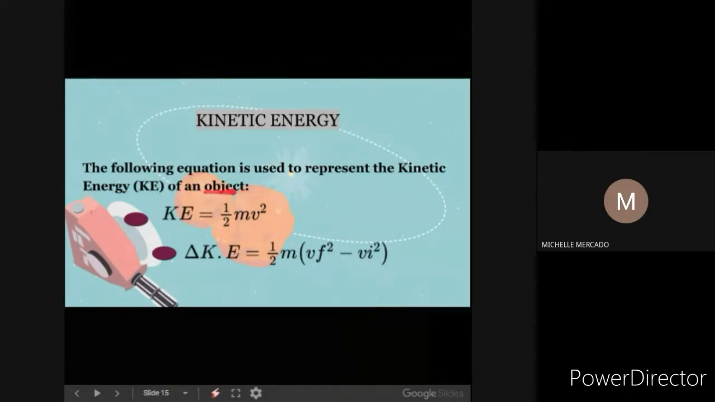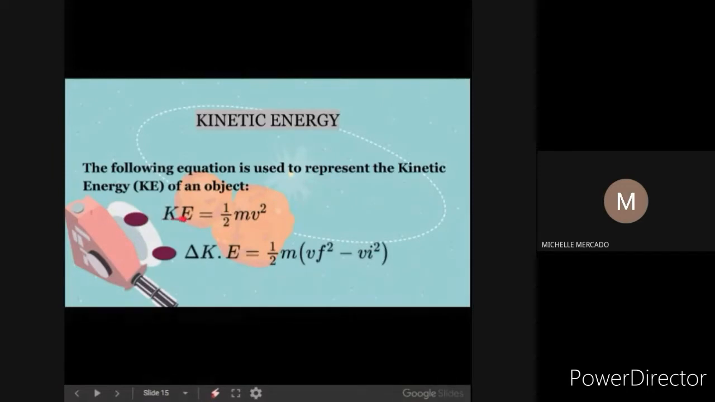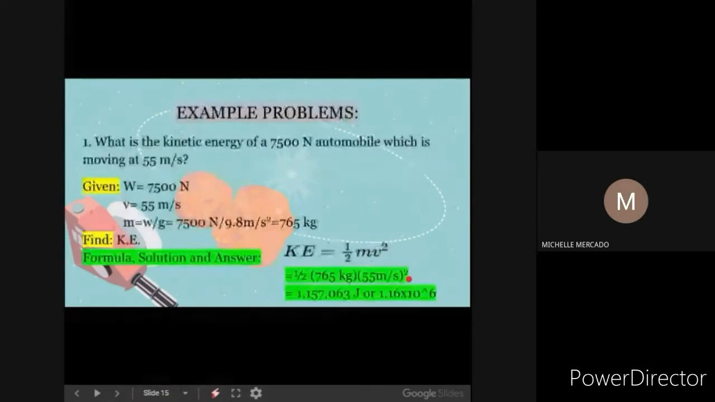So the first formula that we're going to use is this one. Kinetic energy, or the capital K and capital E, stand for kinetic energy, is equals to 1 half multiplied by the given mass and velocity squared. Then the second equation, so this triangle represents change in kinetic energy, is equals to 1 half multiplied by the given mass multiplied by the final velocity squared minus initial velocity squared.